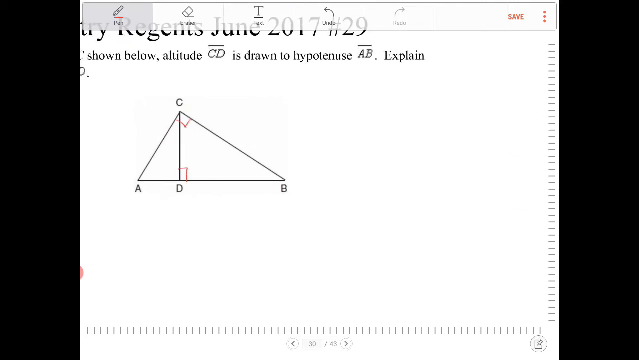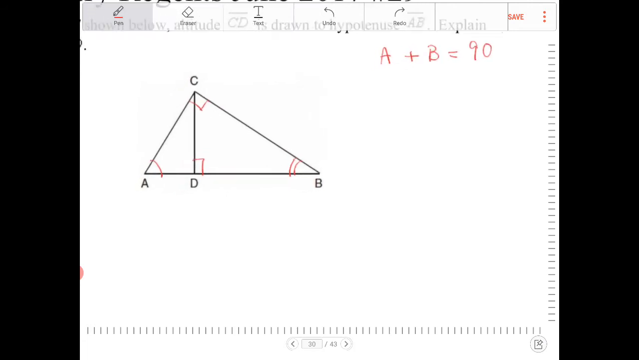So looking at this, I can see that angle A and angle B don't have to be congruent. But I do know that A plus B must be complementary. They must equal 90 because A plus B plus angle C equals 180, right? And since angle C is 90, that leaves us with A plus B equal to 90. There are two other angles here that we don't know.